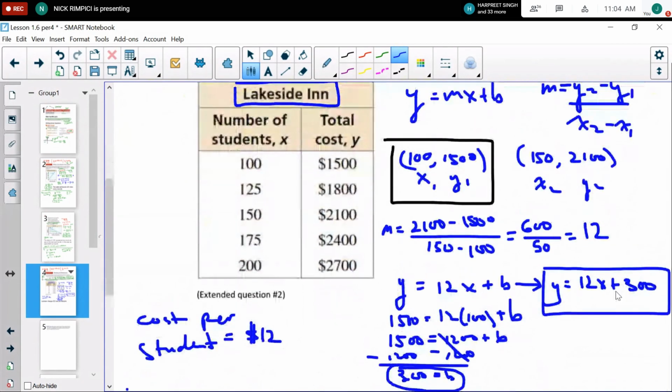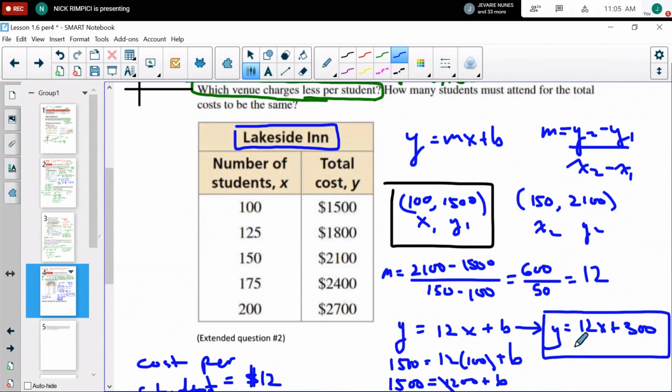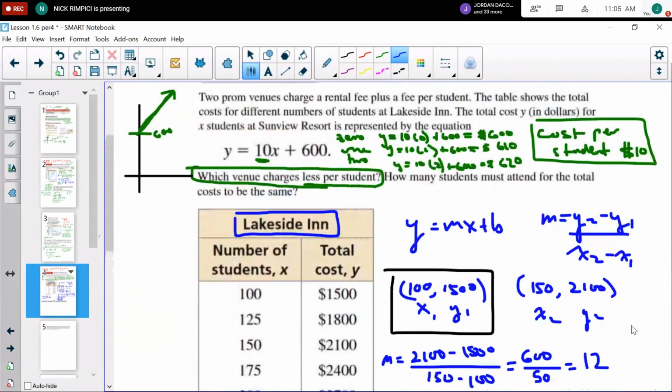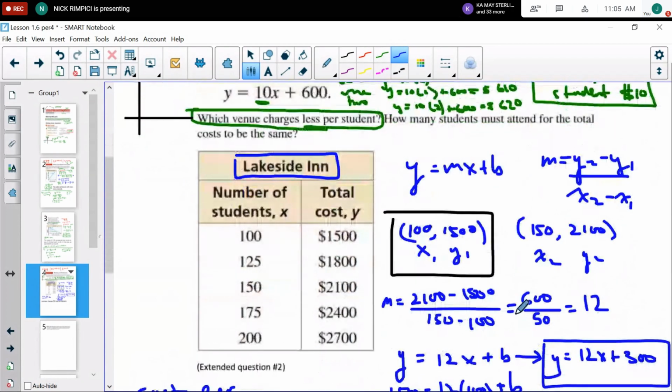So you see what's going on here. You have a smaller rental fee from Lakeside, but a larger fee per student. So the way that prices are structured are not the same. Which one's cheaper is going to depend on how many students are attending, right? This model is preferable if not many students show up. If a small amount of kids are going to come, this one is better. If a lot of students are going to show up, then this one's going to be better. And we can model that in the calculator and see it.